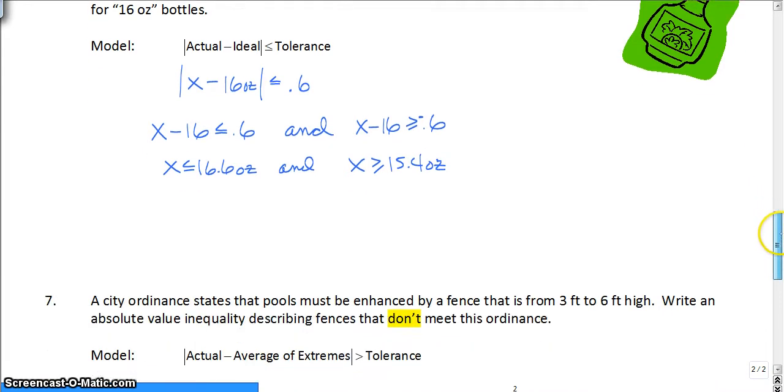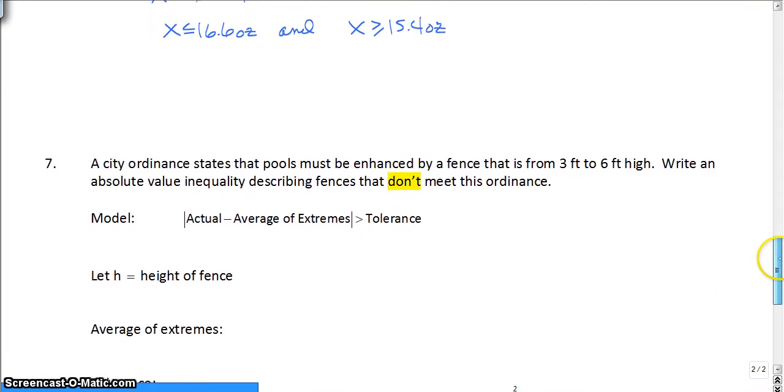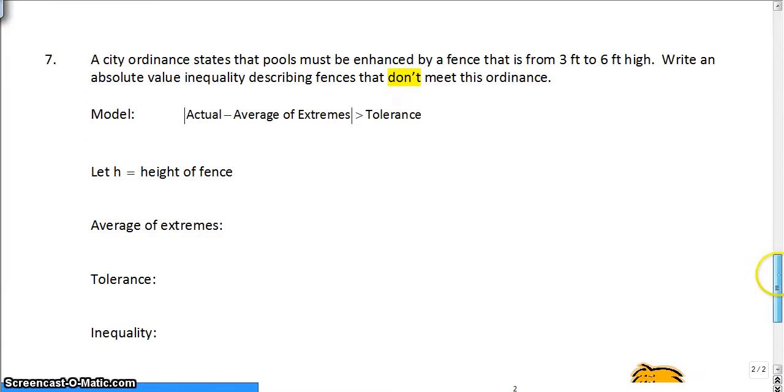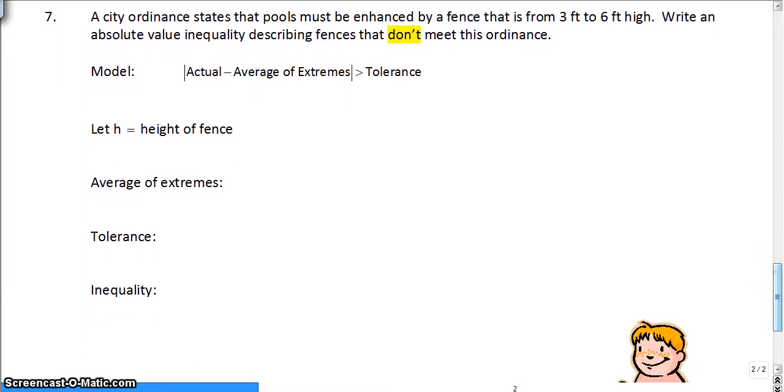Okay. Number 7. A city ordinance states that pools must be enhanced by a fence that is from 3 feet to 6 feet high. Write an absolute value inequality describing the fences that don't meet this ordinance. Okay, so there's another tolerance model. It's the actual minus the average of extremes, which is greater than the tolerance. Okay, so let h be the height of the fence.